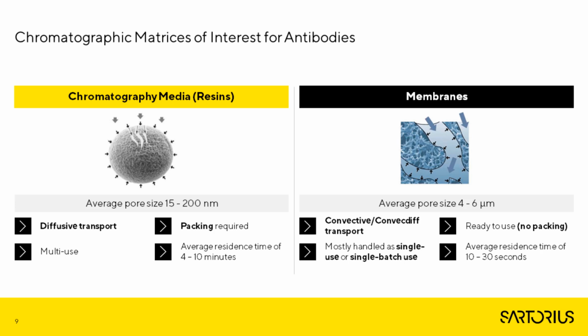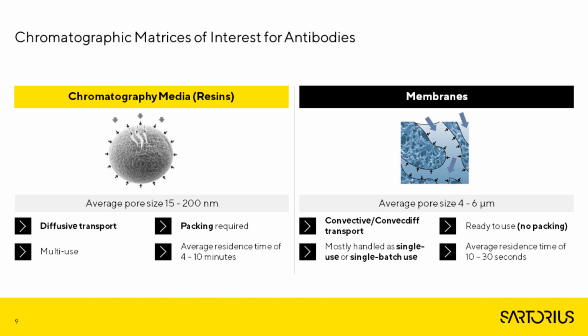Okay, let's talk about intensified chromatography. And let's start with a recap, probably for most of you. So what's the main difference between chromatography media and membranes? On the left-hand side, you see a resin bead, which is fairly large in diameter, but features very small pores, so that the mass transport is diffusion limited, whereas in the membranes, it's a convective-driven mass transport.